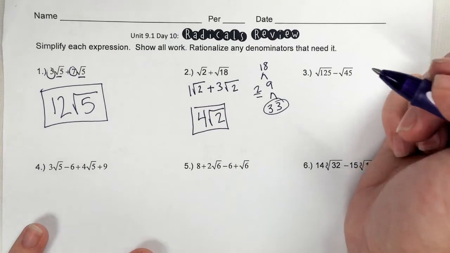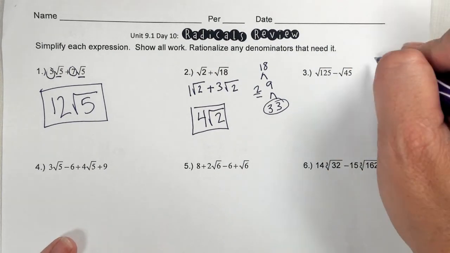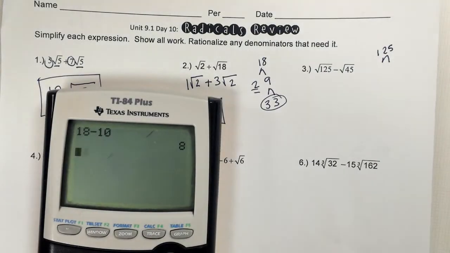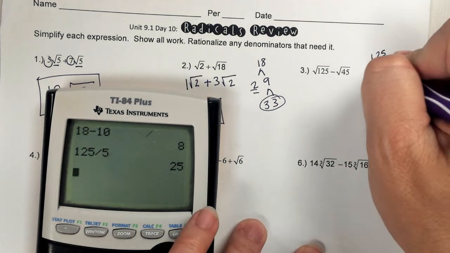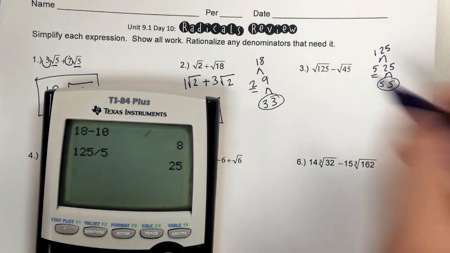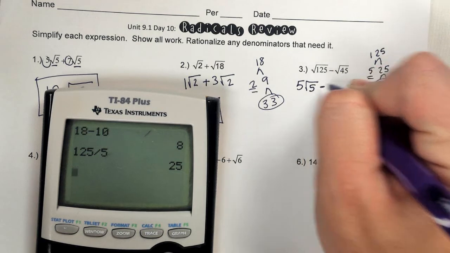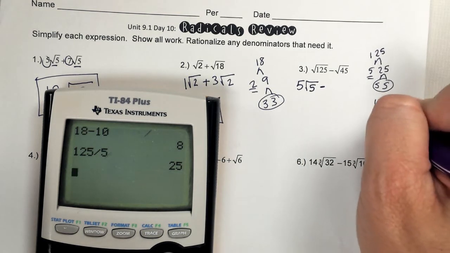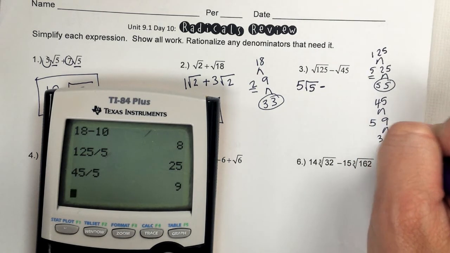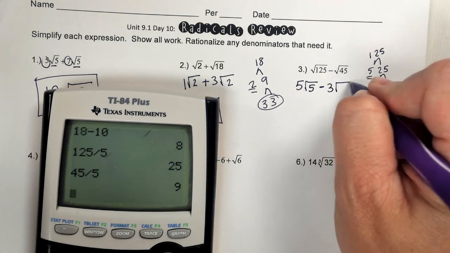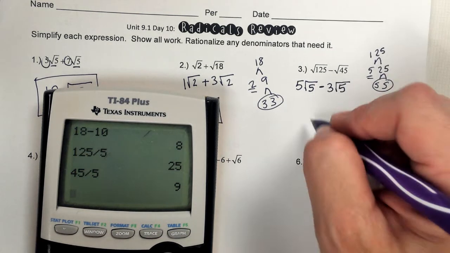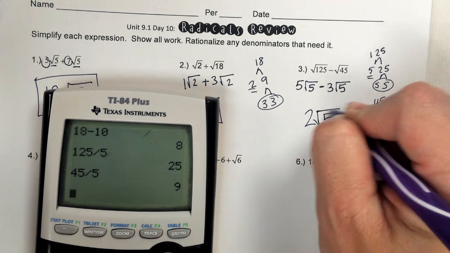Okay, number 3 is the same concept as number 2. We need to break down our numbers. So 125, I know 5 goes into that 25 times. And then 25 is a perfect square of 5 and 5. So I have 5 square root of 5 minus, and now we need to break down 45. So 45, 5 can go into that 9 times. And 9 is a perfect square of 3 and 3. So here we're going to have 3 with a 5 remaining. So knowing that, 5 minus 3 is 2. So I have 2 square root of 5.